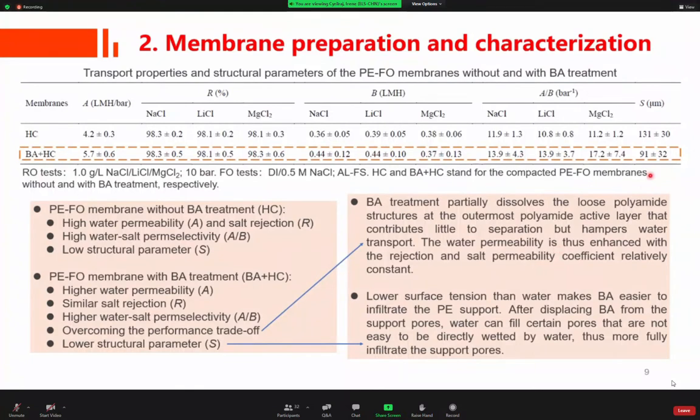Another phenomenon is that the structural parameter decreases from 131 micrometers to 91 micrometers after benzyl alcohol treatment. We don't know the reason yet. One guess is that benzyl alcohol has lower surface tension than water. It is easier to infiltrate the PE support. After displacing benzyl alcohol from the support pores, water can fill certain pores that are not easy to be directly wetted by water. This more fully infiltrates the support pores.